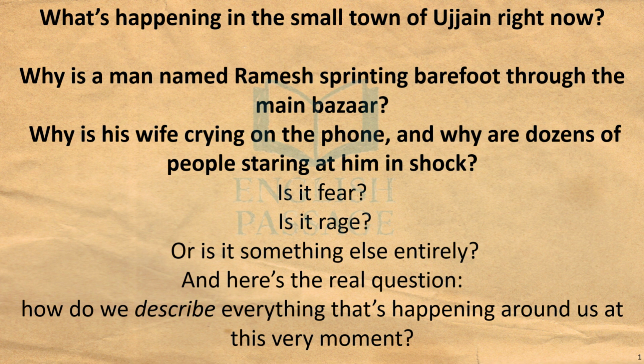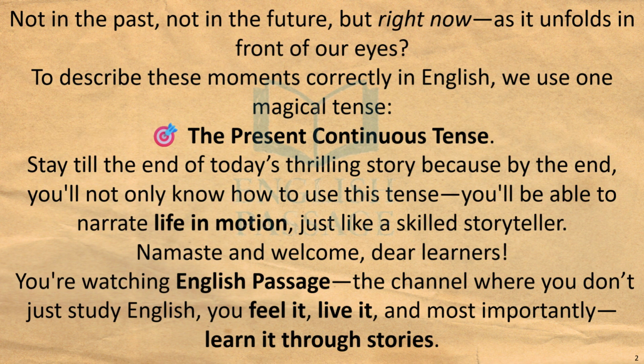And here's the real question. How do we describe everything that's happening around us at this very moment? Not in the past, not in the future, but right now, as it unfolds in front of our eyes. To describe these moments correctly in English, we use one magical tense, the present continuous tense.